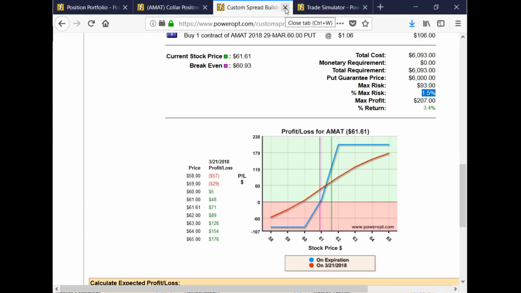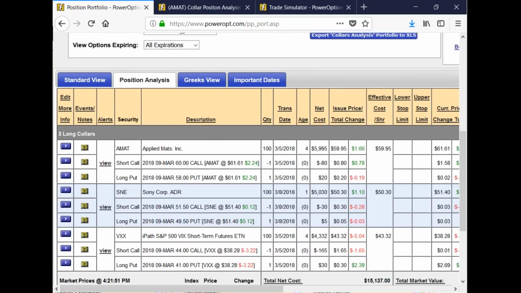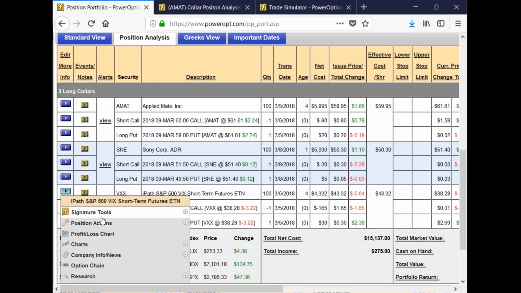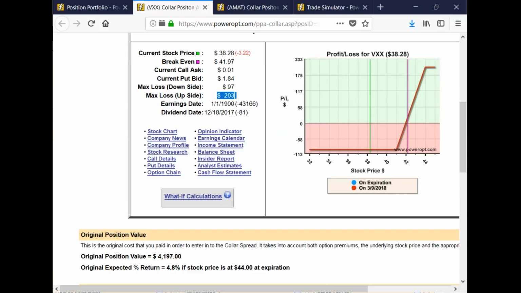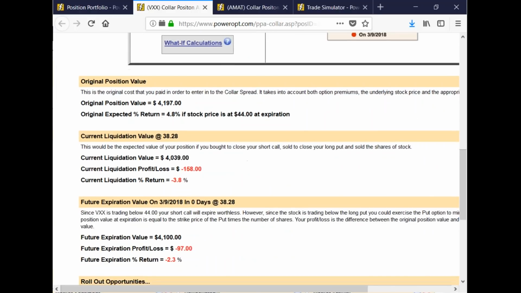All right, now back to VXX real quick. Same process. Let's look at position analysis again. This is the one that's gone against us for the max loss. On Monday, we could have bought VXX at 43.32, sold the March 9th 44 call for $1.65, bought the 41 put for 30 cents. Rich premium, $1.35. Potential return was pretty good. Max loss was pretty low, but we're at 38.28. We're at the max loss for the position.